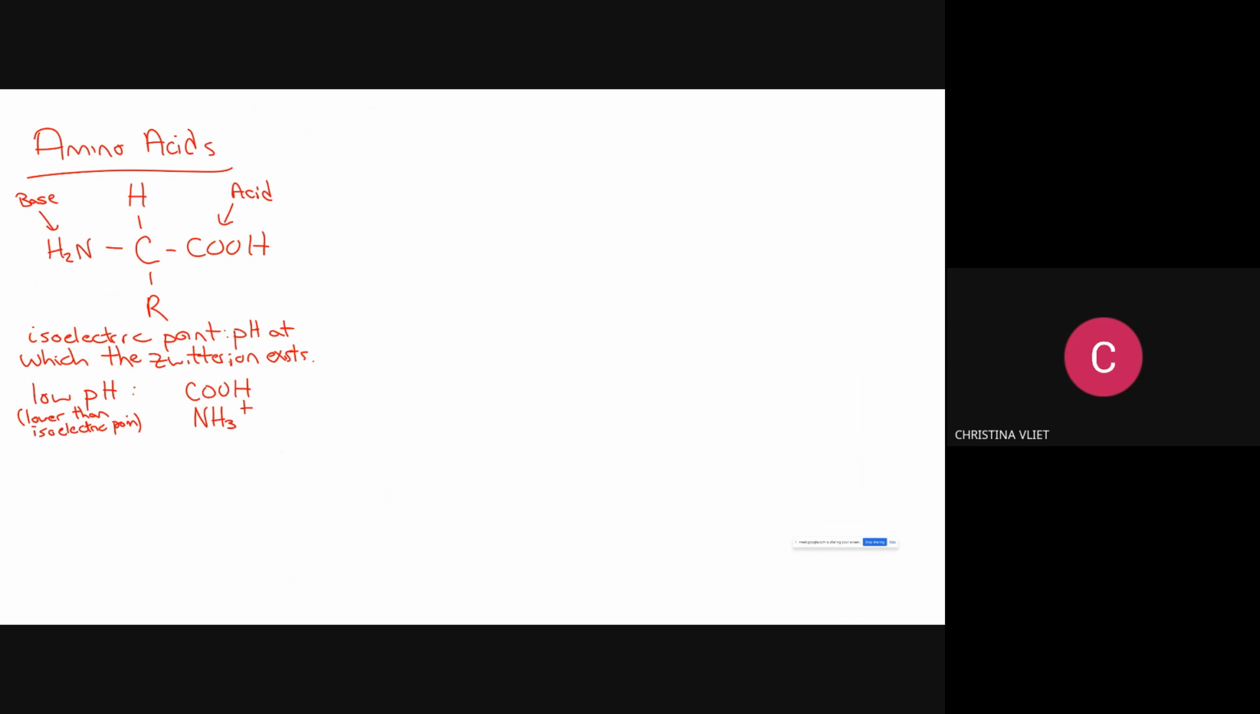Low pH, COOH, NH3+. High pH would be higher than the isoelectric point. And this would be a COO minus. And how would my amine exist? NH2.